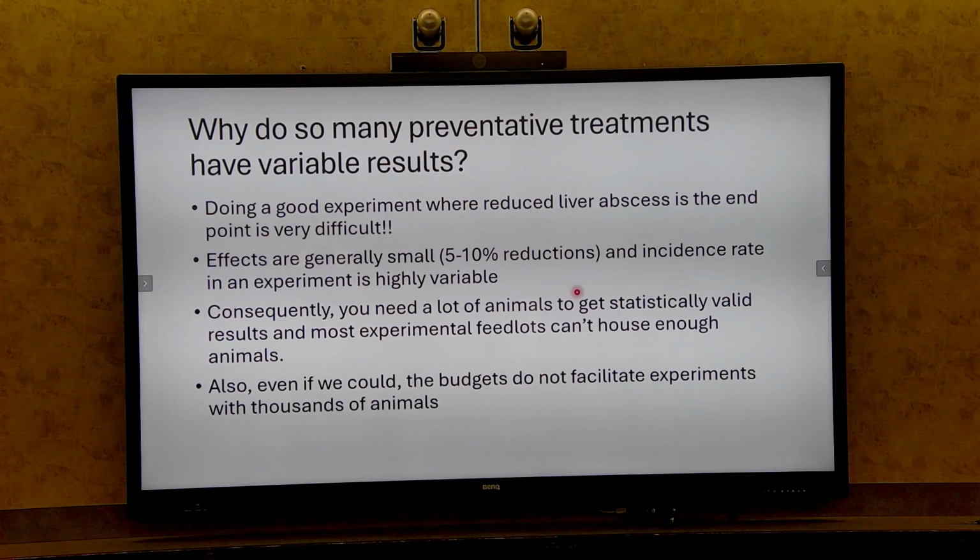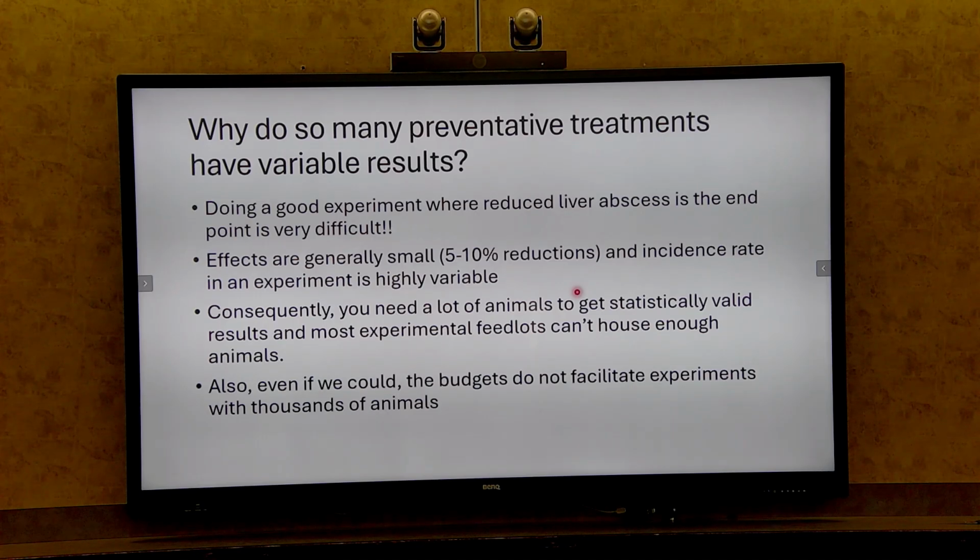So this brings up, why are the results so variable? Doing these types of studies is very difficult. The effects that you see from a lot of these treatments is quite small. And the smaller your effect, the more animals you need in an experiment to actually reliably measure that with statistical significance. So you need a lot of animals when you're doing liver abscess trials in order to get statistically valid, consistent results. And most experimental feedlots can't house enough animals.